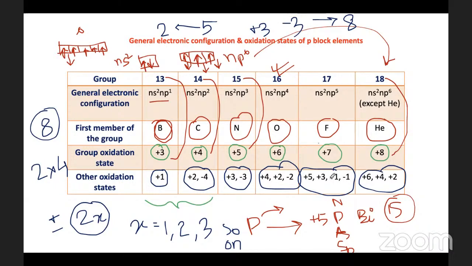So just by subtracting or adding the multiples of 2, we can get the several oxidation states of each group. And if we reach group 18, then from +8, if we subtract 2, it will be +6. If we subtract 2 more, it will be +4. And if we subtract 2 more, we will reach +2. So just by adding or subtracting the multiples of 2, we can actually reach the different oxidation states of each element of the p block elements.